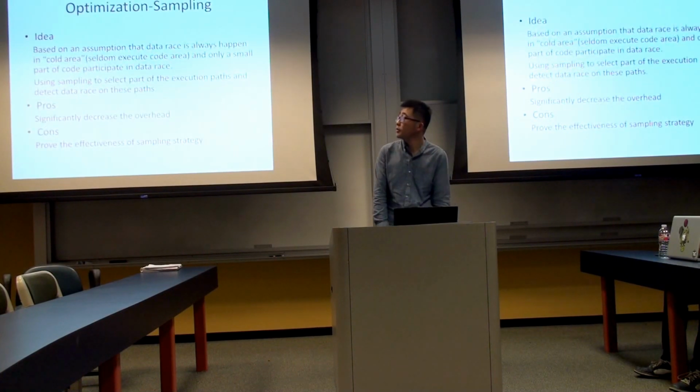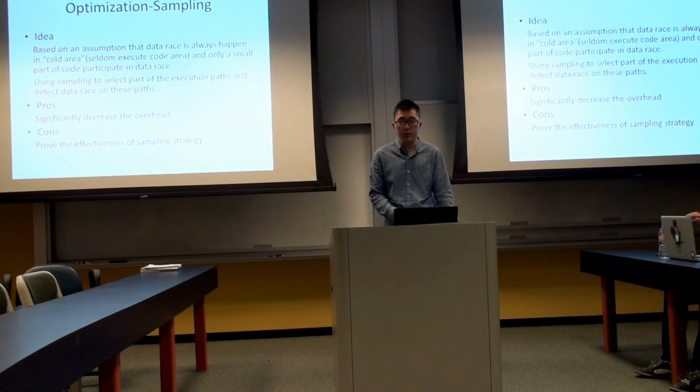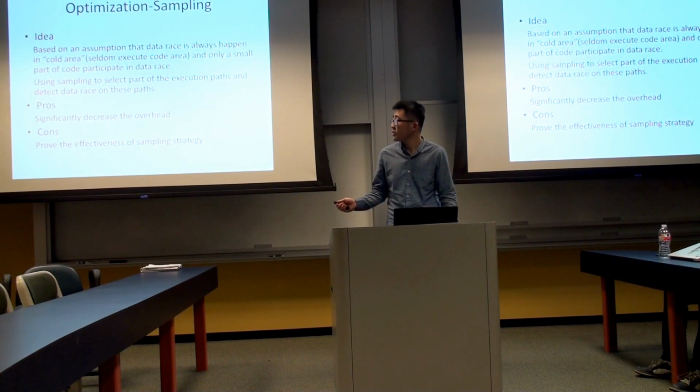The third way to optimize it is called sampling. The idea is based on the assumption that bugs always happen in cold code areas, which means that if a function is called very few times, we don't have enough chance to find these bugs. So we sample the code and decide whether this time we check this function call or just leave it. The problem is that you need to make sure the sampling method is effective.